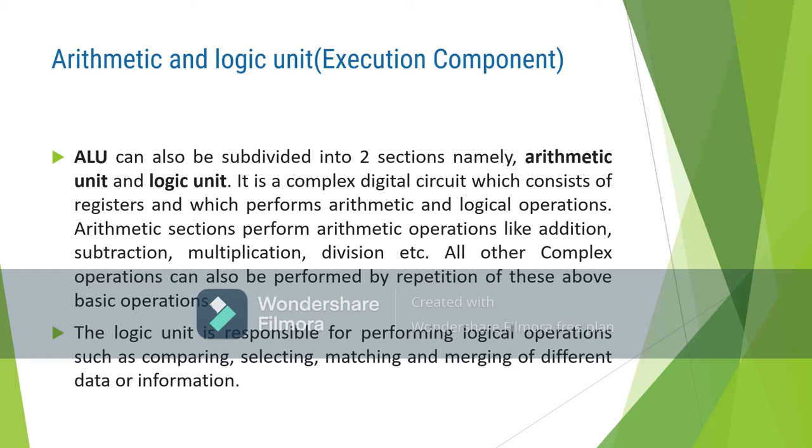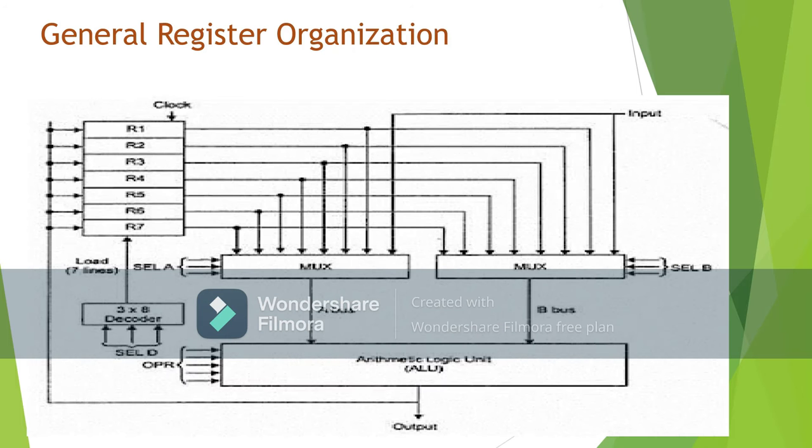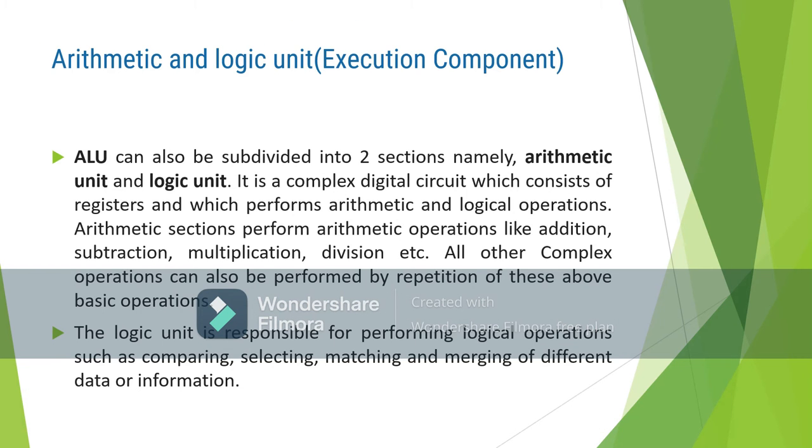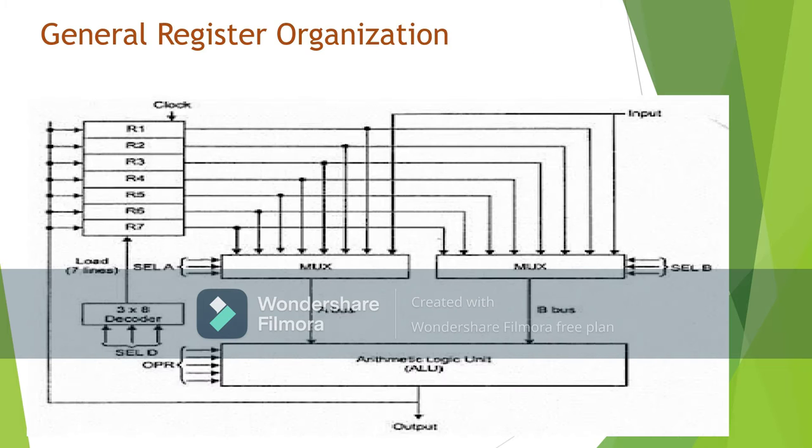The logic unit is responsible for performing logical operations such as comparing, selecting, matching, and merging of different data or information. So these are the main blocks or units of the CPU. CPU consists of a memory which can store data. Then there is a control unit which controls all the operations of the CPU. And then there is an execution component called ALU, arithmetic and logic unit, which can perform all the arithmetic and logical operations.